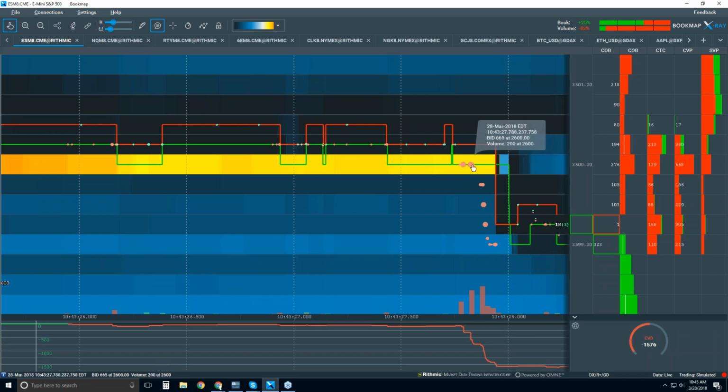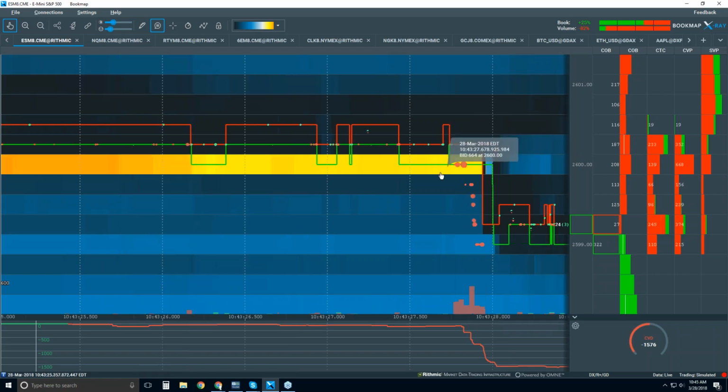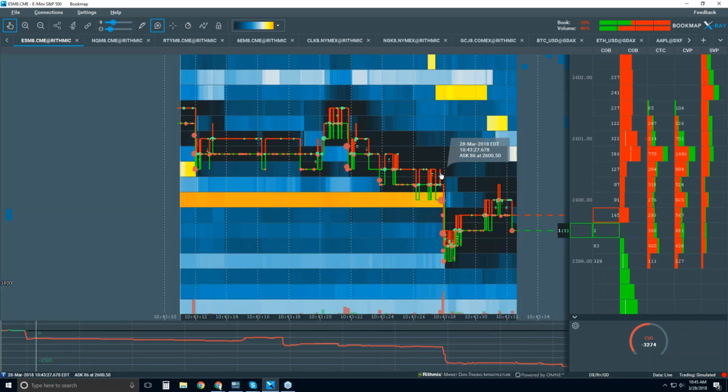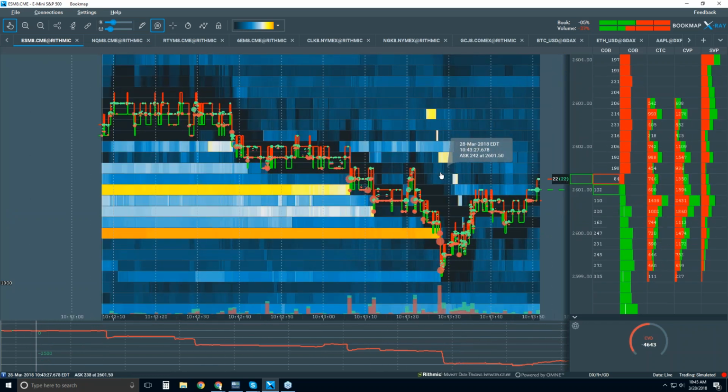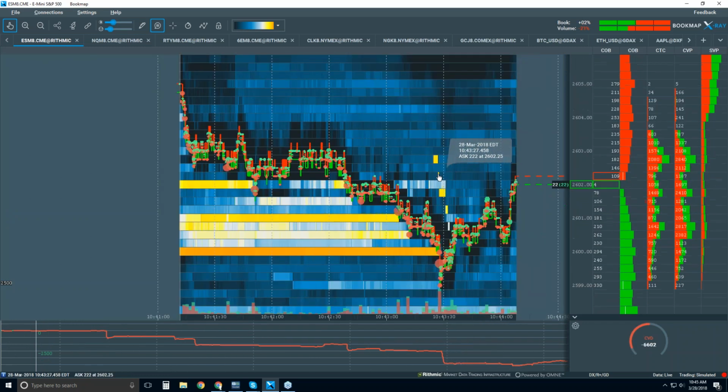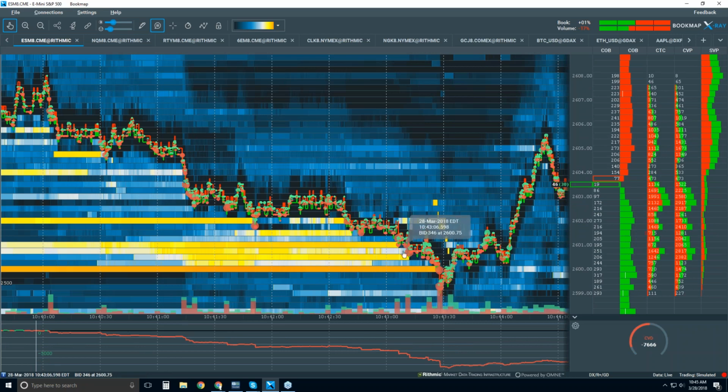668 actually traded at this price level. So they traded through these guys. Okay, the sellers traded through. What does that mean? It means that these larger players down here, they wanted in.